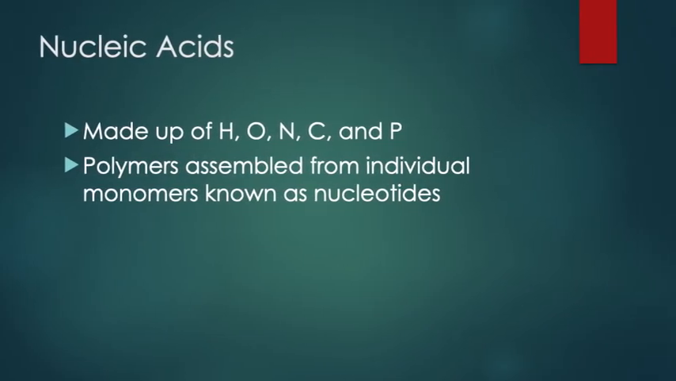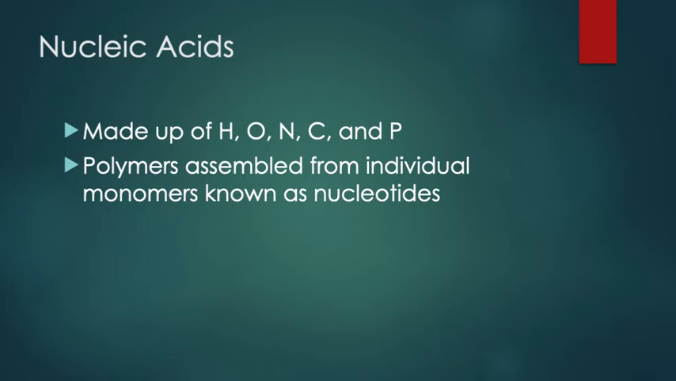All right, let's move on to the next group, nucleic acids. So nucleic acids are made up of H, O, N, C, and P: hydrogen, oxygen, nitrogen, carbon, and phosphorus. These are polymers. They're long chains assembled from individual pieces or monomers called nucleotides. So you'll see a picture of that here in a second.